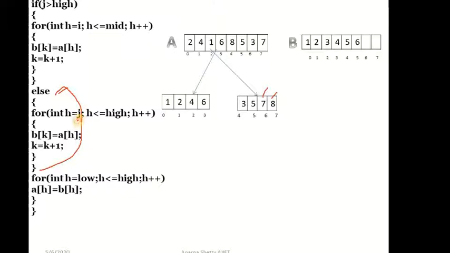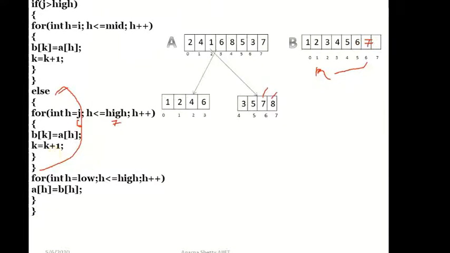So what is the value of j initially? It is 6, right? So h is equal to 6. Is 6 less than or equal to high? High value is 7. Is 6 less than or equal to 7? Yes. Okay. Now b of k is equal to a of h. Okay. So k value was 6, right? The previous slide we have seen k was updated to 6. So b of 6 is equal to a of 6, that is we are putting 7 over here.